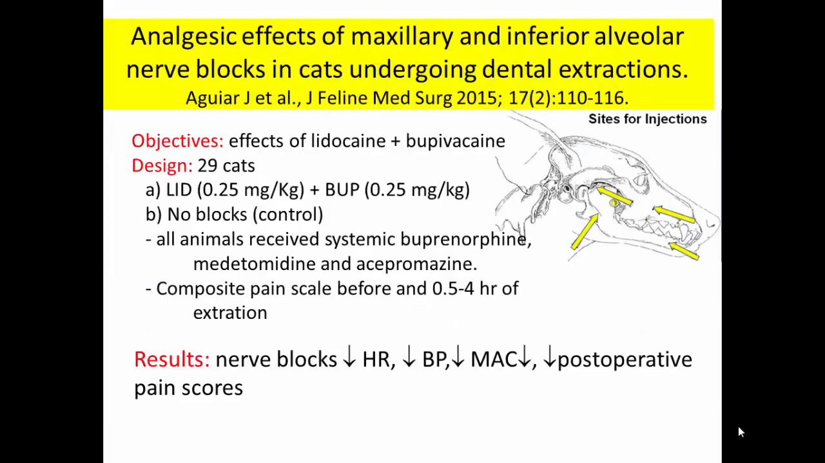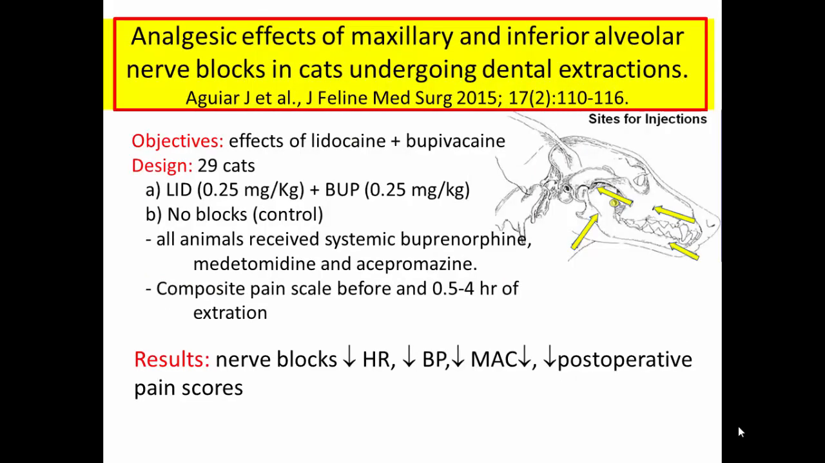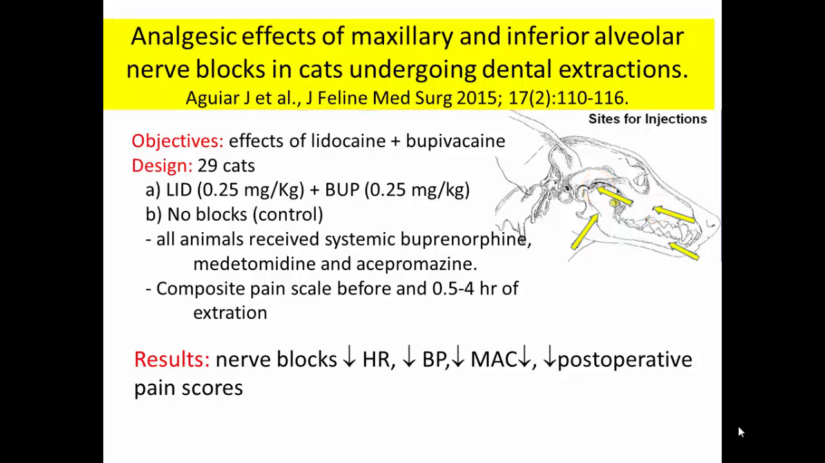Now, on this next study, they evaluated the effects of maxillary and alveolar nerve blocks in cats undergoing dental extractions. All the cats received systemic buprenorphine, medetomidine, and acepromazine, and they used a composite pain scale before and for 4 hours following the extraction.